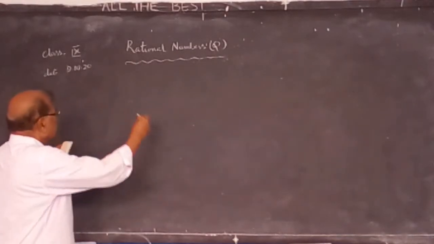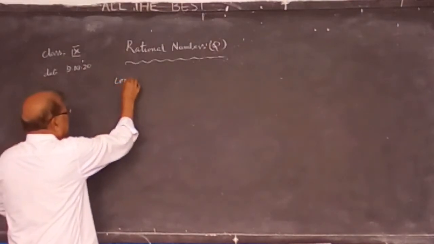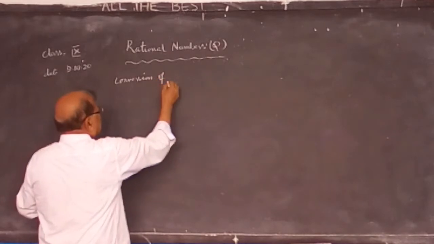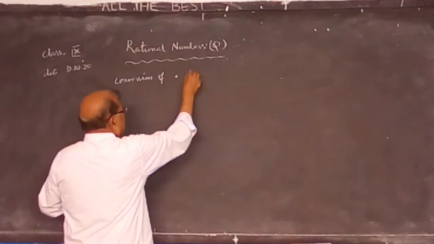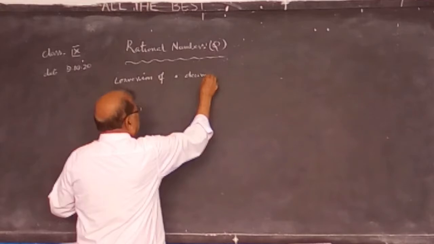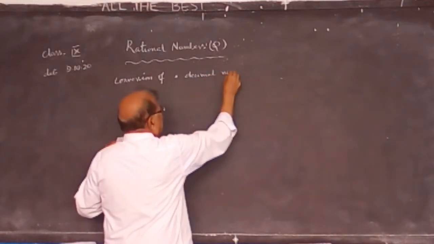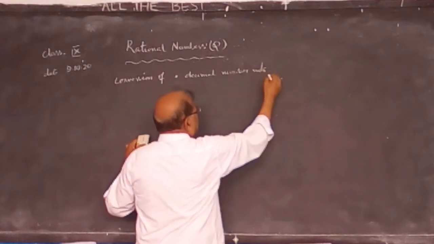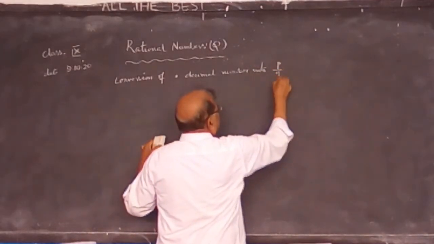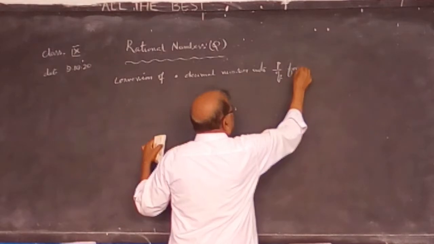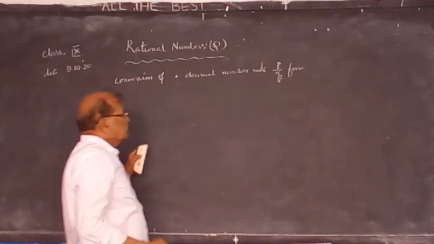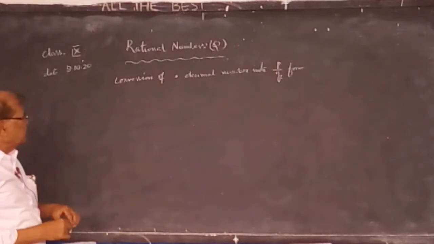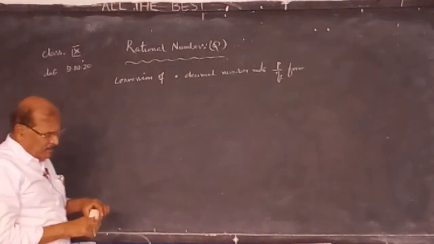Now, the conversion of a decimal number into P by Q form. Now let us see. Take a small example.